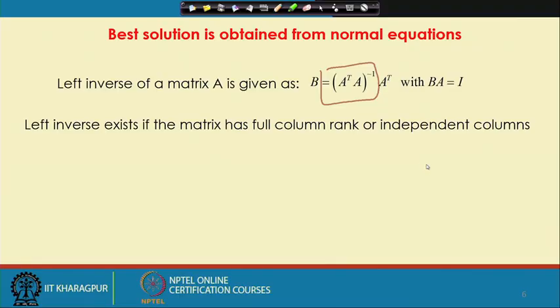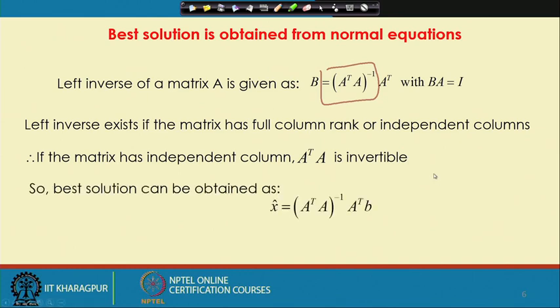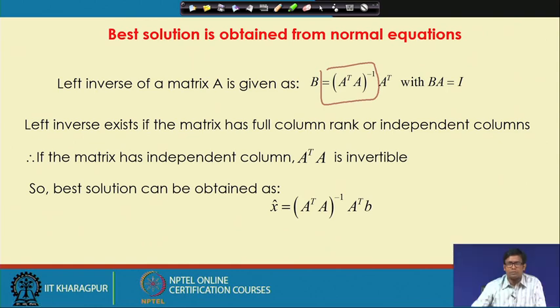So, if we get a matrix A which has all independent columns, then A transpose A is invertible, and we should be able to get a solution of A transpose A x tilde is equal to A transpose B, or x tilde can be obtained as A transpose A inverse times A transpose B.